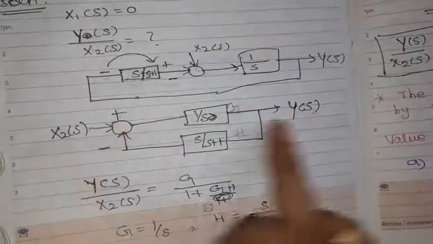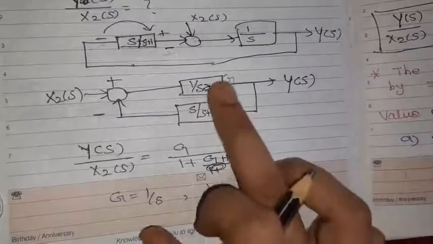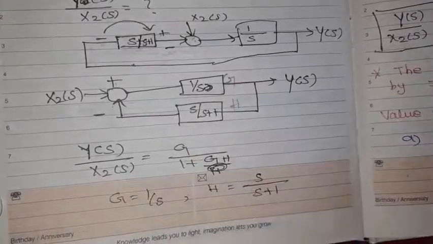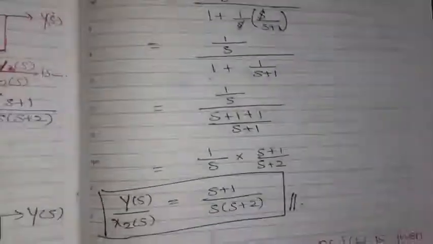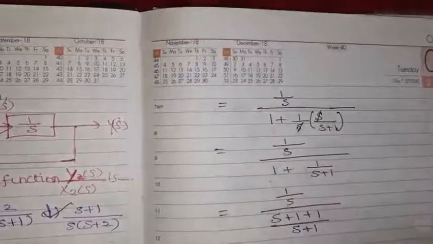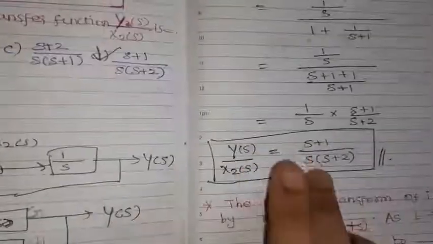What is y of s by x2 of s? G divided by 1 plus gh. So what is g? 1 by s. What is h? S by s plus 1. Just substitute in this formula. 1 by s plus 1 by s into s by s plus 1, in short we will take LCM and simplify. What we will get? S plus 1 divided by s into s plus 2.